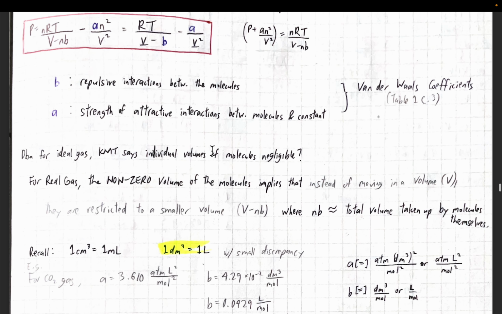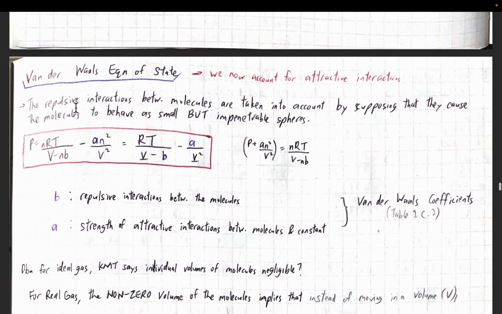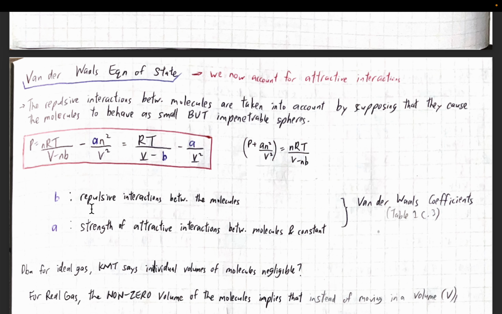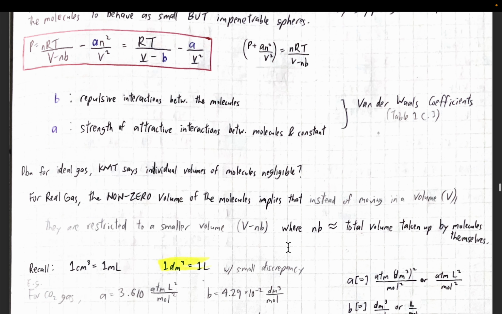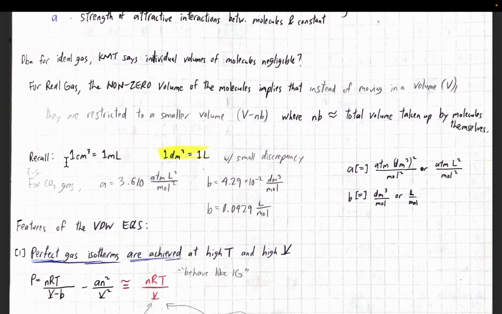And yes, the A and B values for every gas, as mentioned earlier, there's a corresponding table for that. List of A and B values for corresponding molecules. Specifically for CO2 gas, A is 3.610 atmosphere liters squared per mole squared. For B, the value is 4.29 times 10 to the negative 2 decimeter cube per mole. Again, we can interchange decimeter cube and liter. They're essentially the same value.